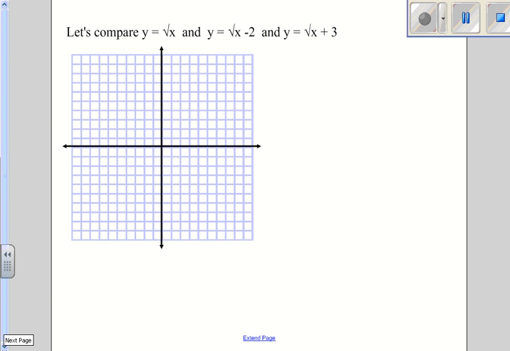We're going to compare square root of x. And I would like to extend that. This program isn't really nice. There. Square root of x, y equals the square root of x minus 2, and y equals the square root of x plus 3.